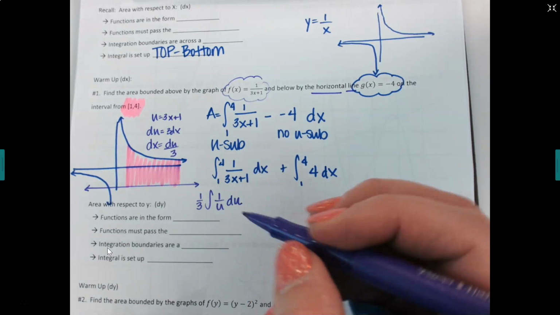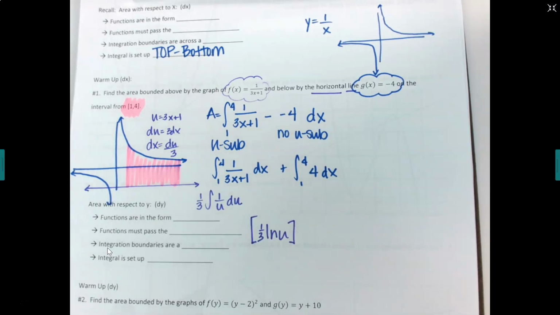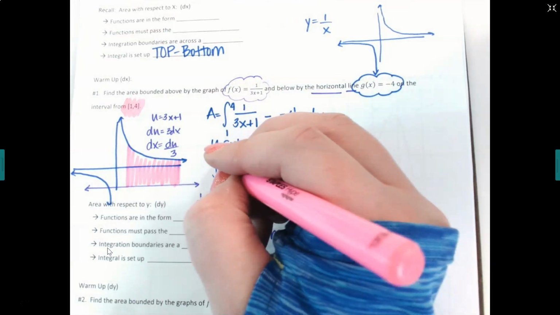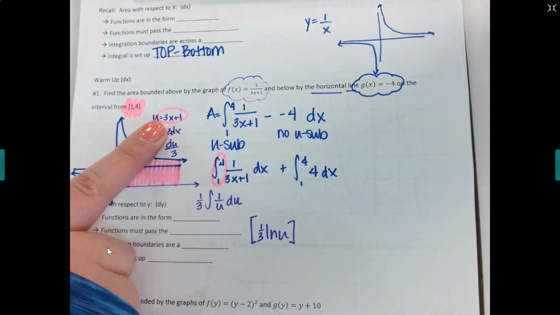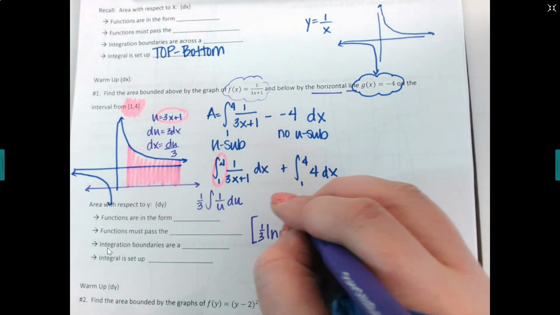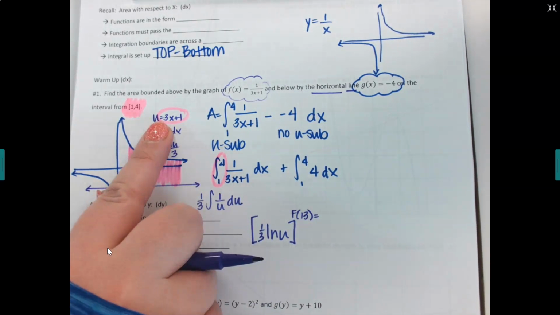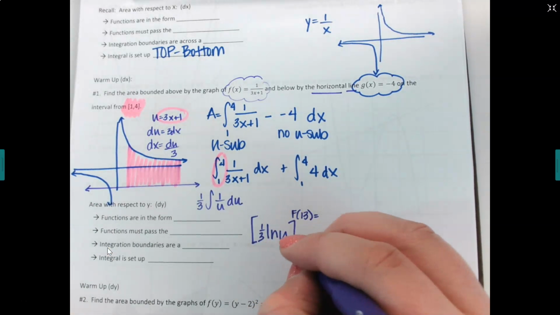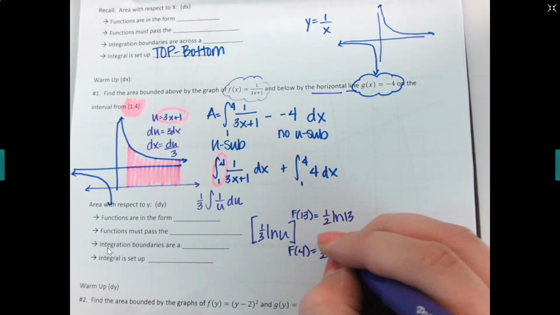Then what's the antiderivative of 1 over u? A third ln u. And then my endpoints are going to change. Remember, originally I had a 1 and a 4, but I'm plugging those into 3x plus 1. So 4 times 3 is 12, plus 1 is 13. And then on the bottom, I'm plugging in a 1. 3 times 1 is 3, plus 1 is 4. So I'll get a third ln 13, and then a third ln 4.